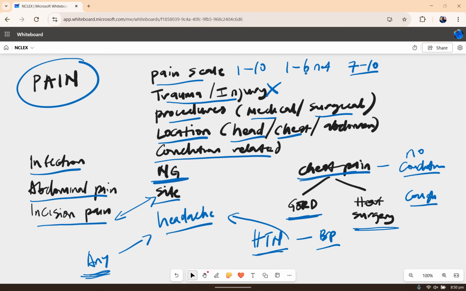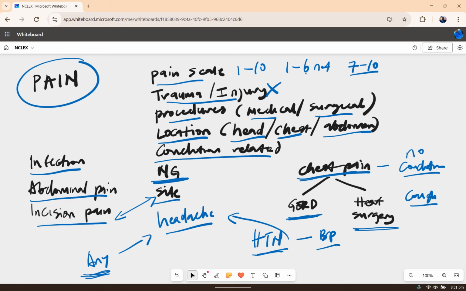Now, we also have condition related pain, like a patient that has an inflamed pancreas, that pain is expected. Inflamed gastric, that pain is expected. Pancreatitis, gastritis, those pains are expected. Appendicitis, those pains are expected. So yes, we've covered everything I have.